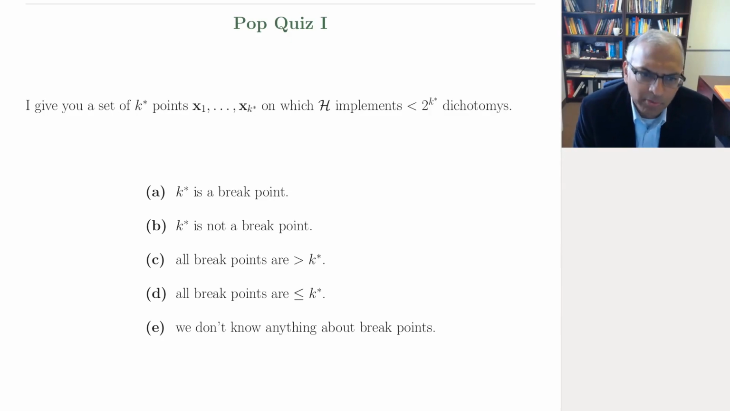A, k-star is a breakpoint. B, k-star is not a breakpoint. C, all breakpoints are greater than k-star. D, all breakpoints are less than or equal to k-star. E, we don't know anything about breakpoints. So pause the video.